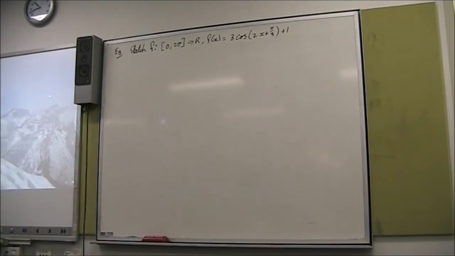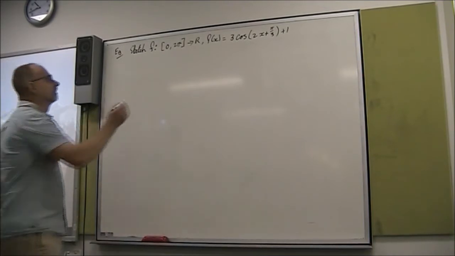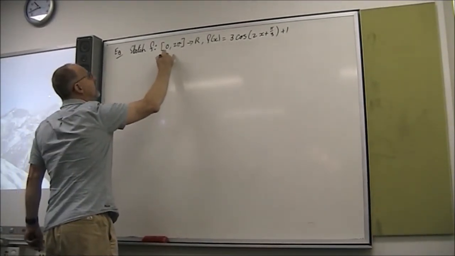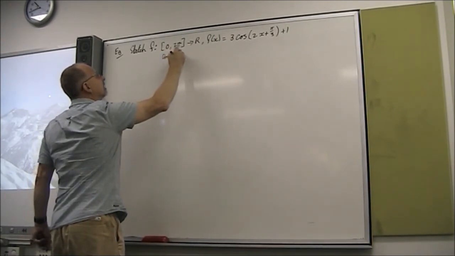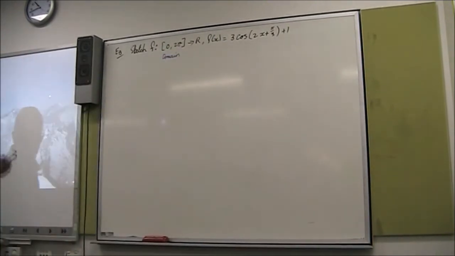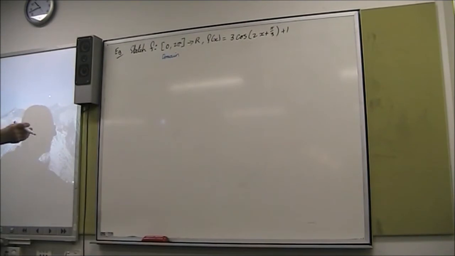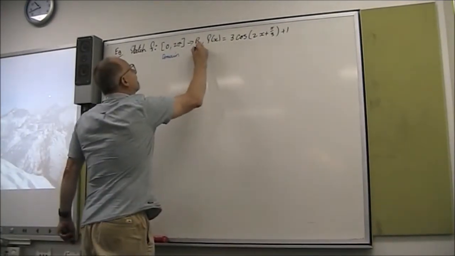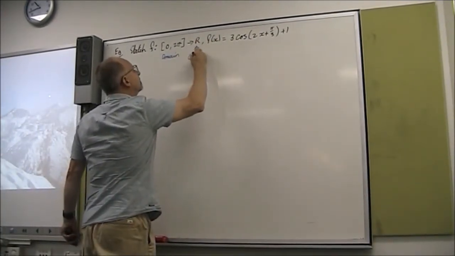All right, there's a couple of things in here. So this first one here, this of course is our domain. So when we are sketching, we've got to have the graph between 0 and all the way to 2 pi. And the R is range, right? R is the codomain.